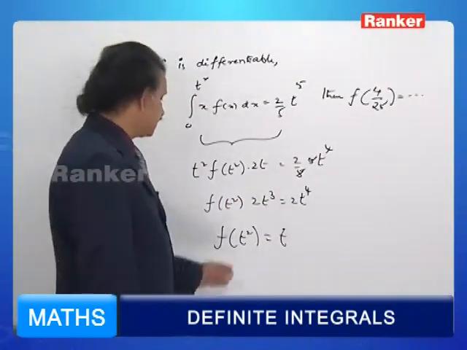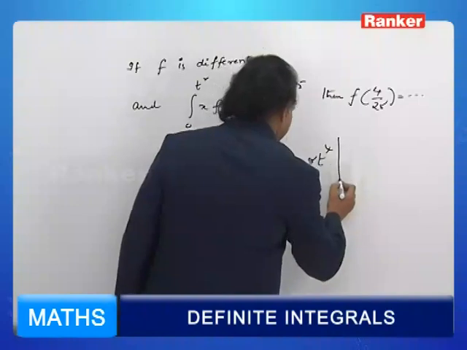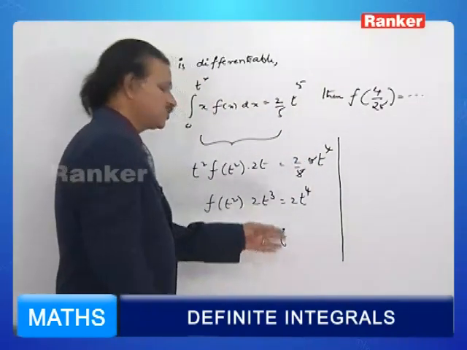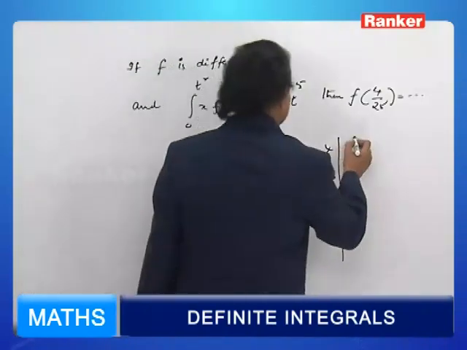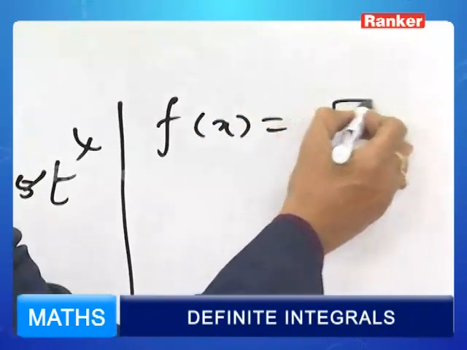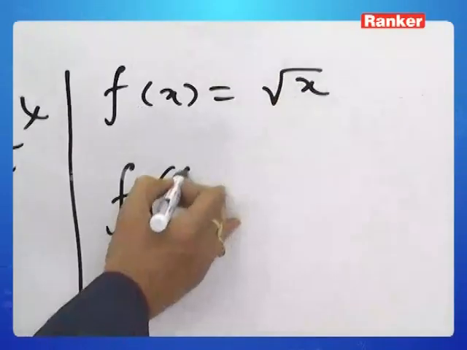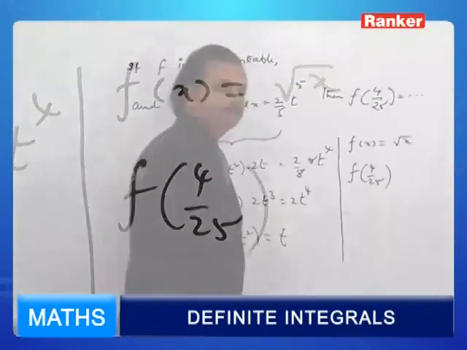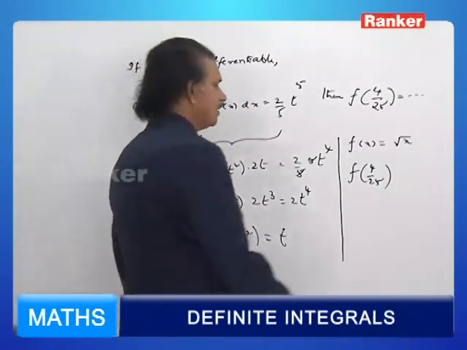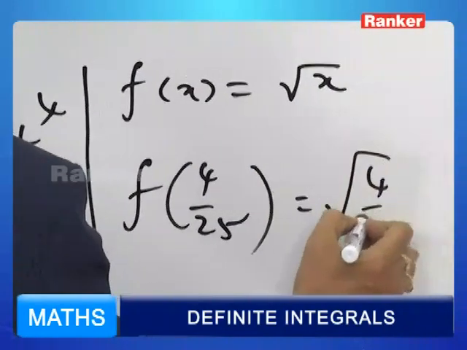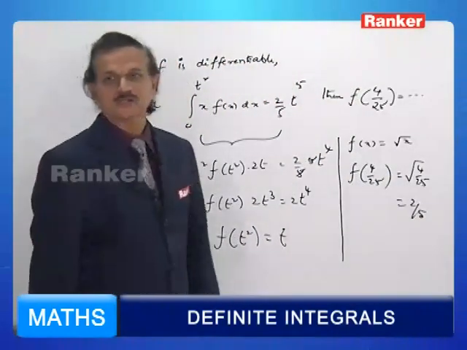Now you replace root x in the place of t. What happens? f of t square is equal to t. Now let me take t is equal to root x. Then f of x is equal to root x. But here we are asked to have f of 4 by 25, isn't it? You replace x by 4 by 25, so that it is root of 4 by 25, hence it is 2 by 5. Therefore, the answer is 2 by 5.